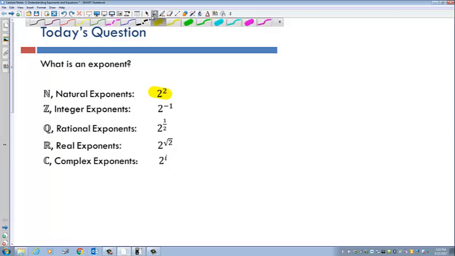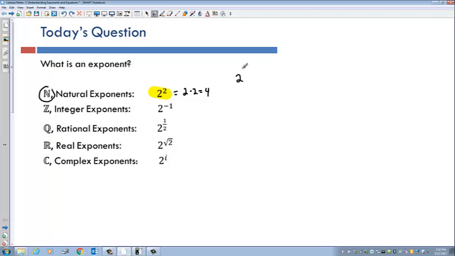And there's no problem figuring out what 2 squared is. Most people say 2 squared is the same thing as 2 times 2, which is equal to 4. So if you have a natural number for an exponent, it's usually pretty easy. Like 2 cubed is 2 times 2 times 2.